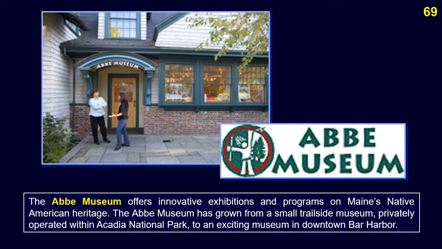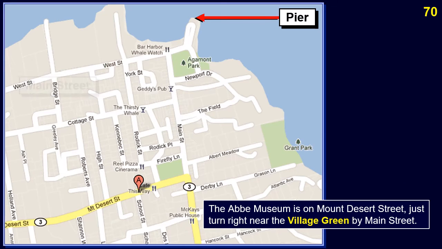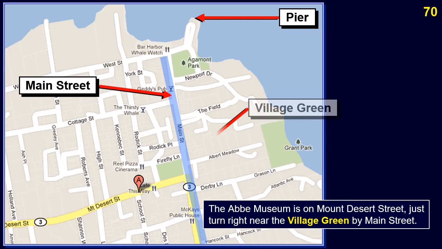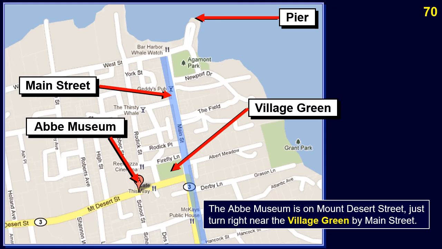The Abbey Museum offers innovative exhibitions and programs on Maine's Native American heritage. The Abbey Museum has grown from a small trailside museum, privately operated within Acadia National Park, to an exciting museum in downtown Bar Harbor. The Abbey Museum is on Mount Desert Street. Just turn right near the village green by Main Street.